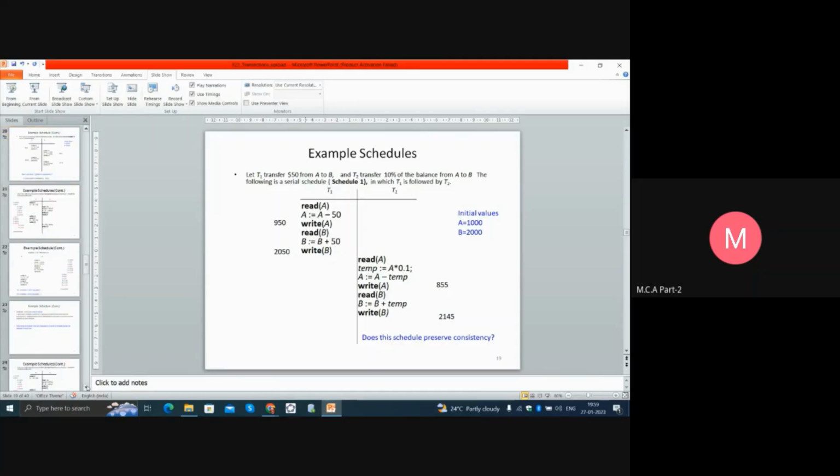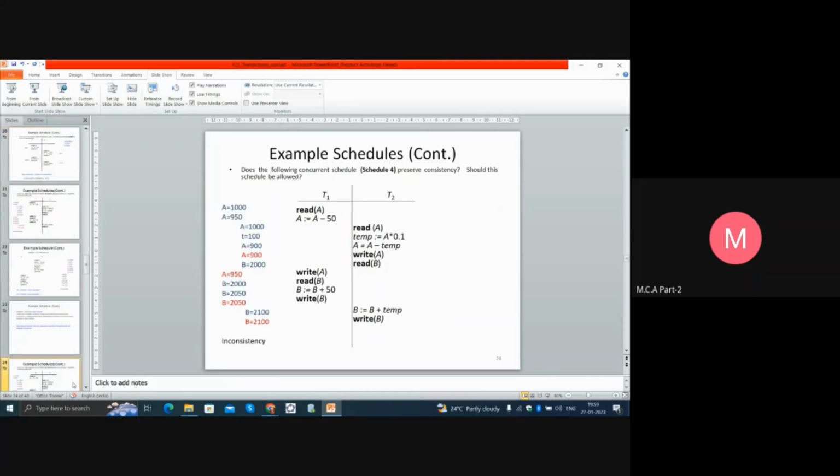Let's look at this one also, schedule 4. We said that this one is also an inconsistent schedule because it is not equivalent to a serial schedule. We cannot get T1 followed by T2, nor can we get T2 followed by T1. In the next class, we'll look at the issue of serializability. That means we'll look at how we can take a given schedule and find out whether we can get it into an equivalent serial schedule. So that's the idea about serializability.